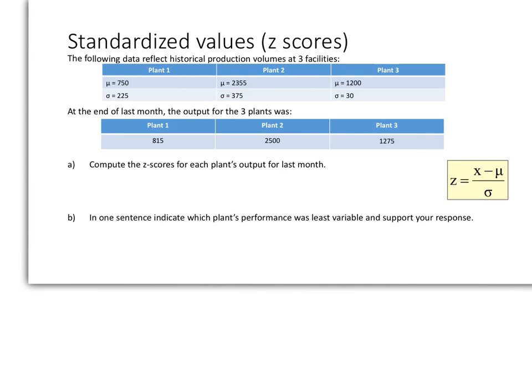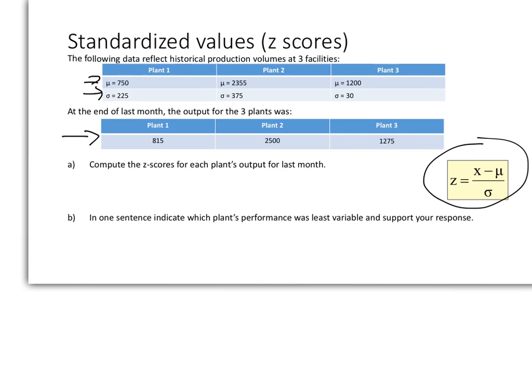This problem is a standardized values or z-scores question, and we've got some information about 3 different plants and their respective means and standard deviations. So mu and sigma are shown there, the historical production volumes at these facilities, and then we're also given last month's production right here. Okay, and so we're going to standardize these scores using z-scores in this formula right over here.